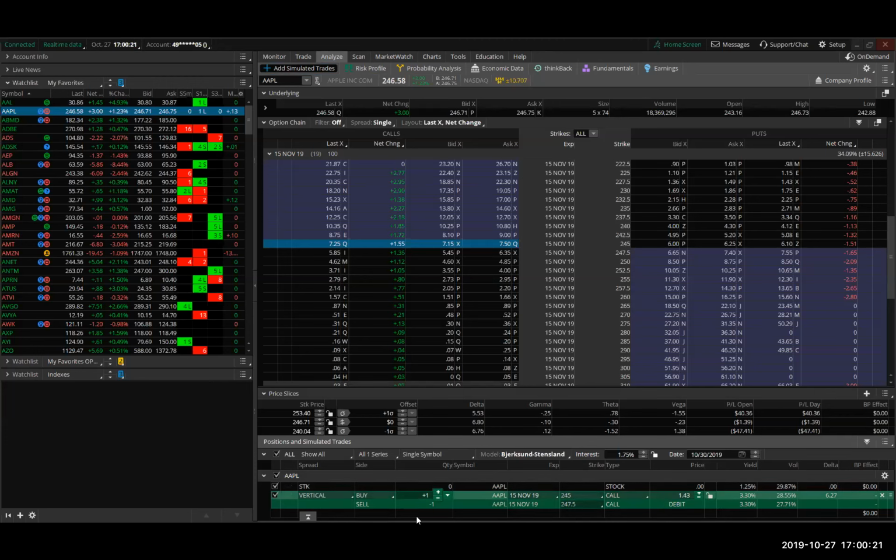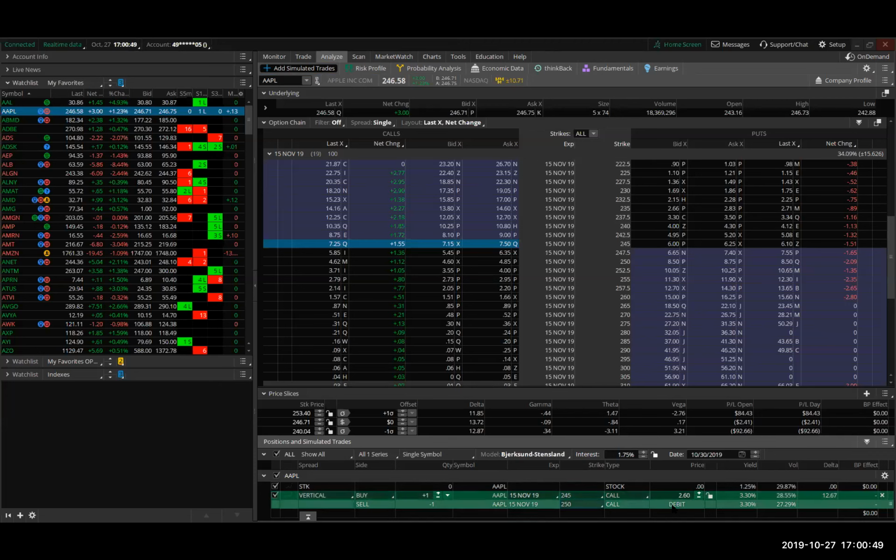So one spread is going to cost, in this scenario, $1.43. But I'm looking to buy the 245. You can adjust your strike prices here, and you can customize your vertical, but I just want to let Thinkorswim figure out the main ideas for me. And I'm going here and I want to sell the 250 against my 245.